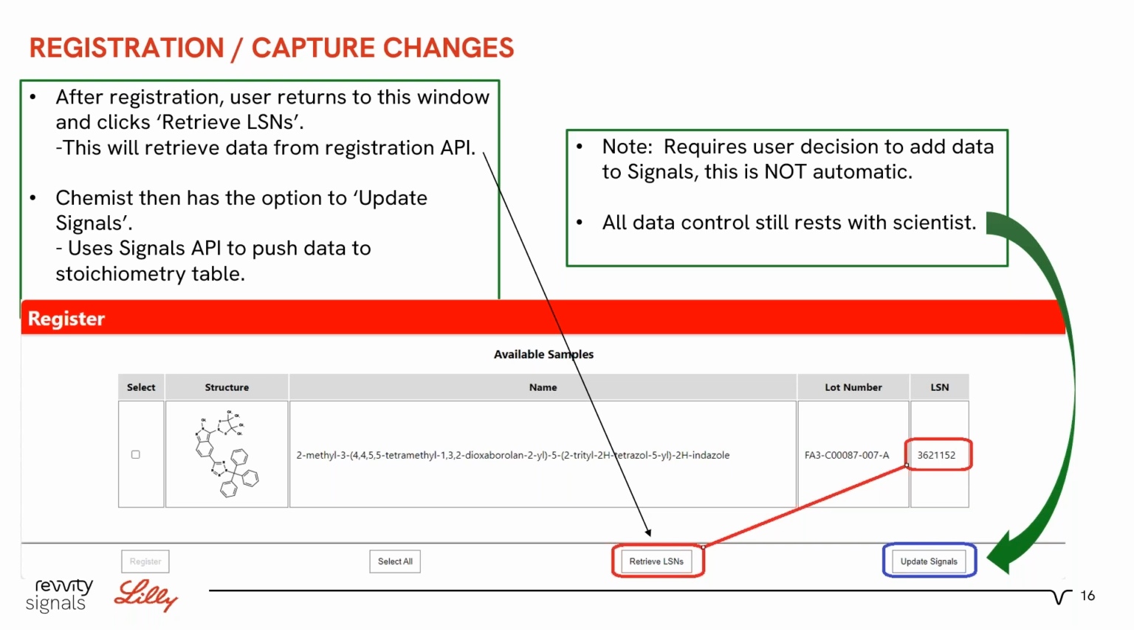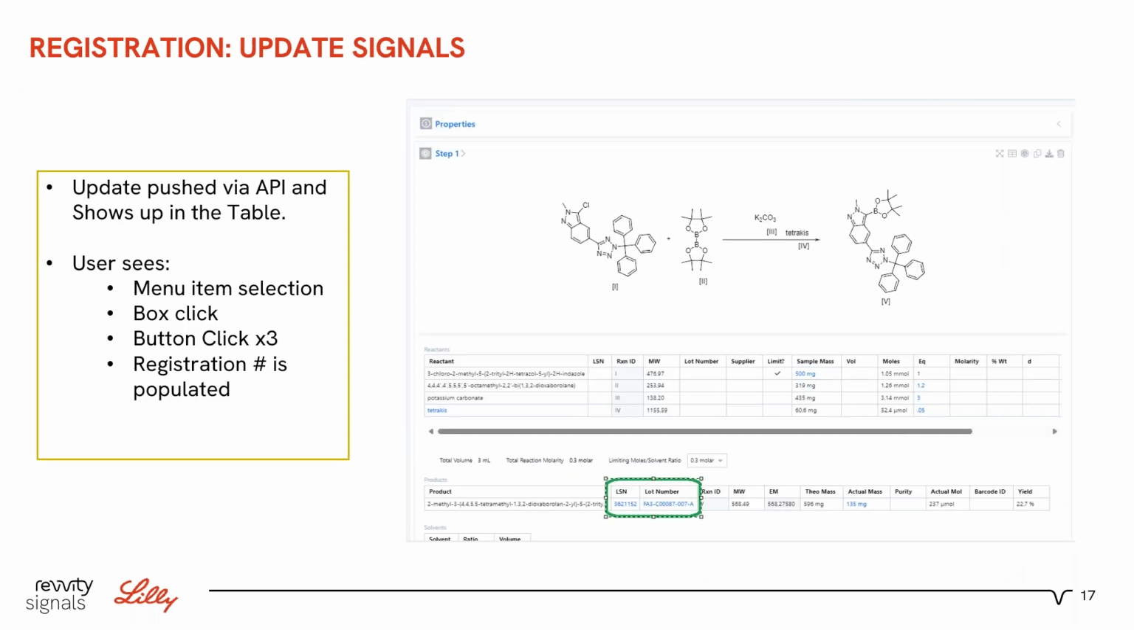So if I click Update Signals here, on the next page, we can see, next page, please. Yes, thanks. On this page, then, we can see that it brings the Lilly serial number, the LSN, and the lot number back. And so this has our registration data, and we can then go forward with the reaction or close it out as we see. So this is all pushed back and forth via APIs. Starts with the external action and then all gets pushed back and forth.